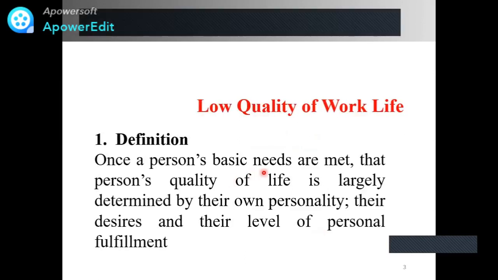Once a person's basic needs are met, that person's quality of life is largely determined by their own personality, their desires, and their level of personal fulfillment. The basic needs are important. Therefore, after fulfilling our basic needs, we think about our quality of life.